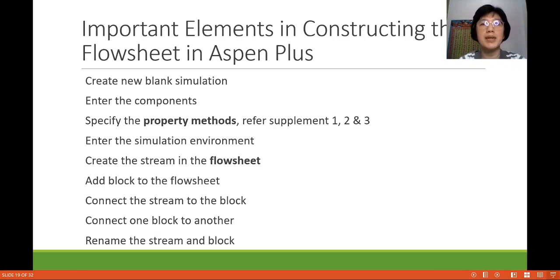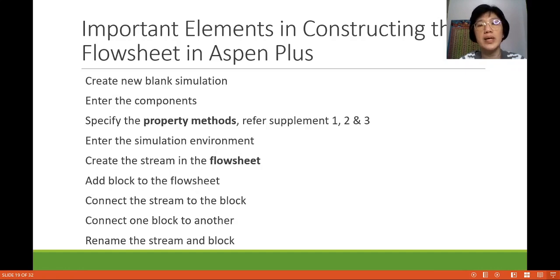So there are some important elements in constructing the flow sheet in Aspen Plus. These are the steps that are involved. Let's go through one by one. We have to first create a new blank simulation, followed by entering the components, and then we should also choose and specify the property method.